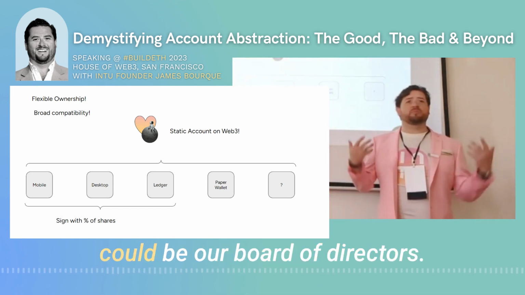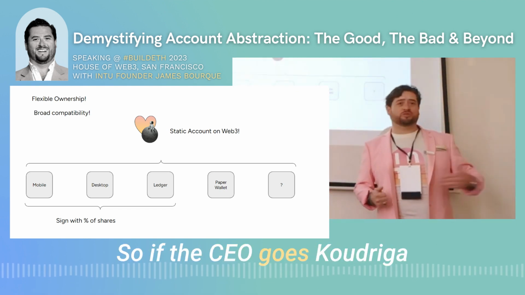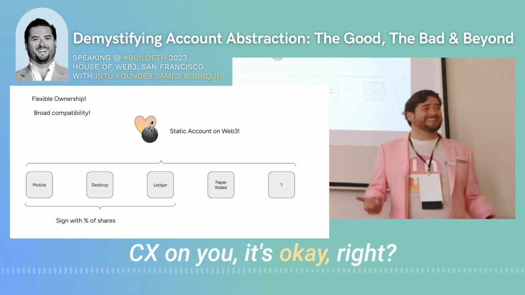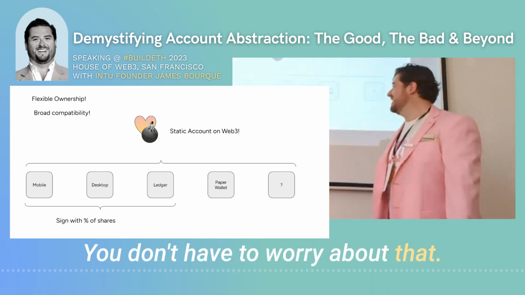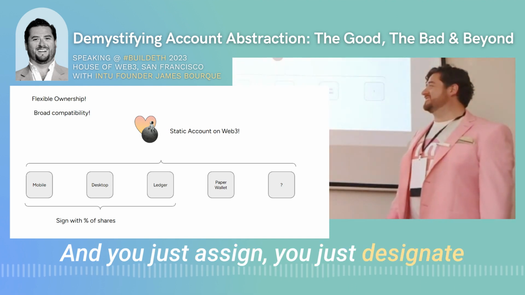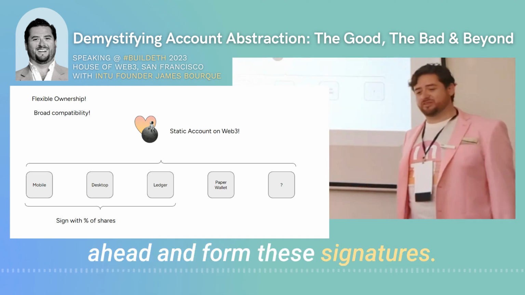If we're an organization, it could be our board of directors. So if the CEO goes Quadriga CX on you, it's okay, right? You don't have to worry about that. And you just decide, designate your percentage of shares to go ahead and form these signatures.